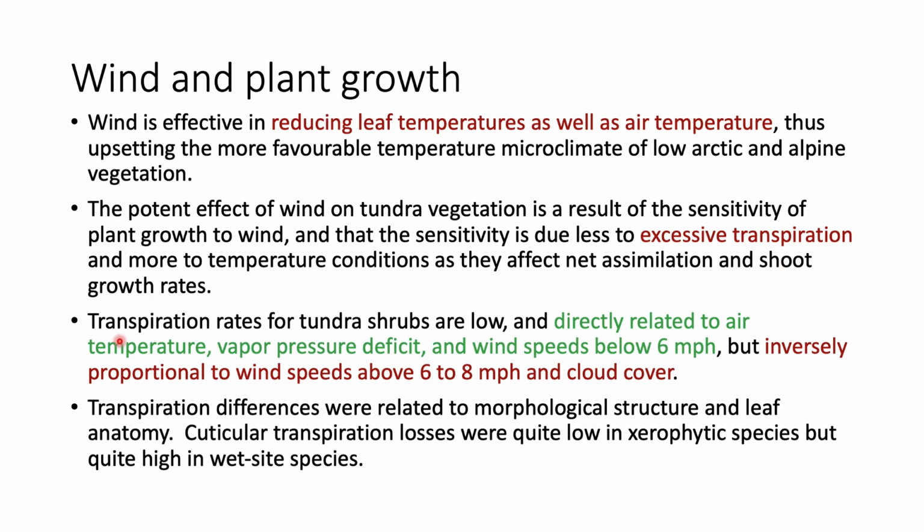shoot growth rates. Transpiration rates for the tundra shrubs are low and directly related to air temperature, vapor pressure deficit, and wind speeds below 6 miles per hour, but inversely proportional to wind speeds above 6 to 8 mph and cloud cover. Transpiration differences were related to morphological structure and leaf anatomy. Cuticular transpiration losses were quite low in xerophytic species but quite high in wet site species.